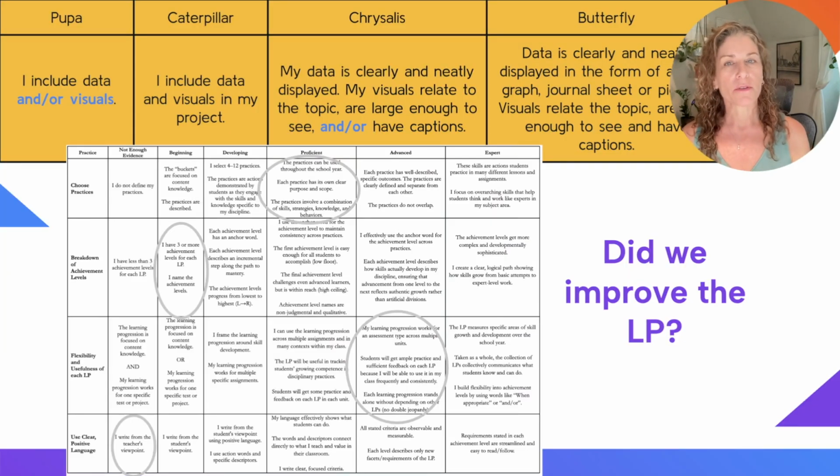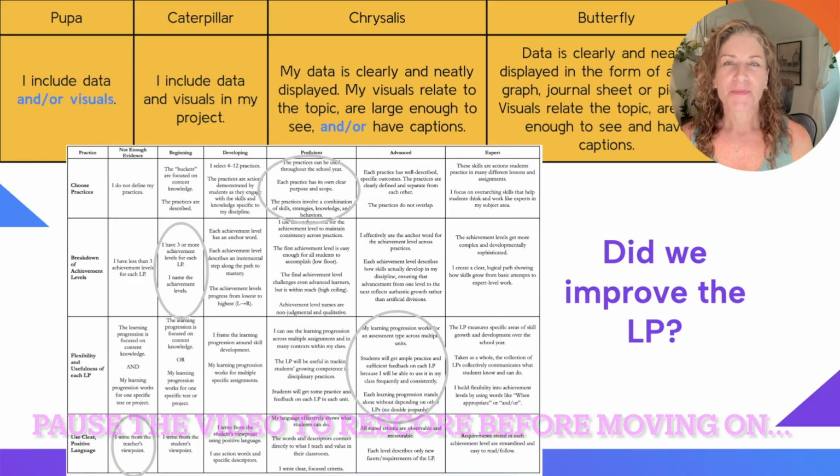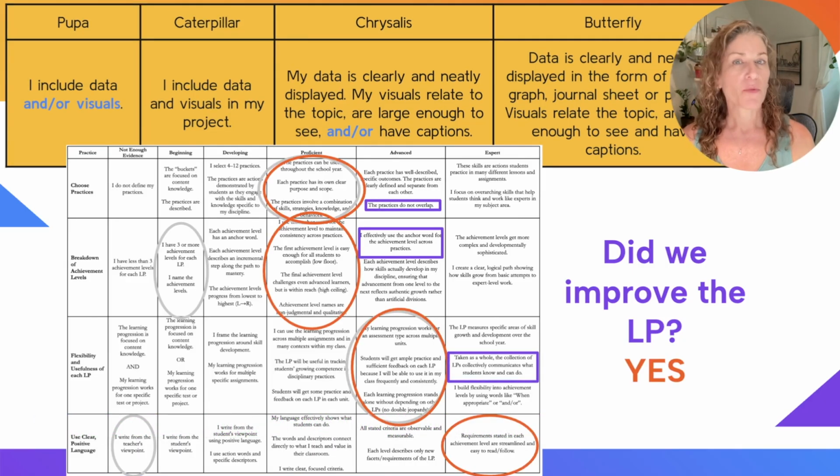So how did we do? Reevaluate the rubric. What do you think? I think we did a good job. The things in purple boxes require looking at all of the practices together, so we really can't evaluate this unless we had all four in front of us.